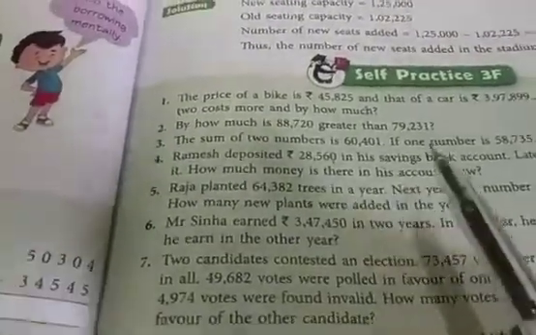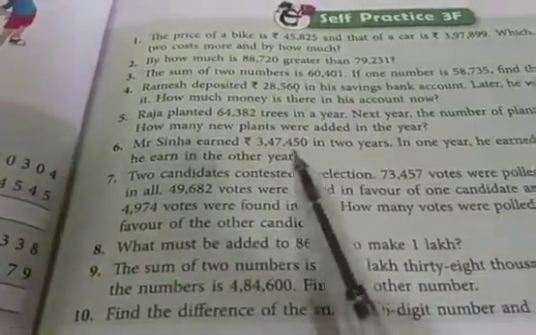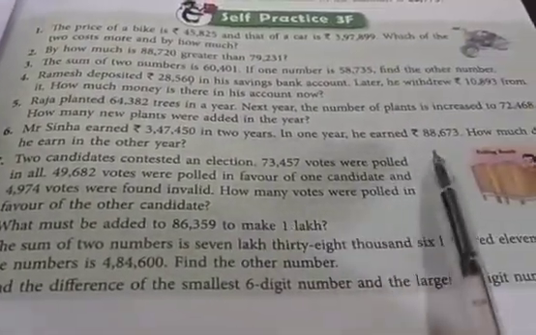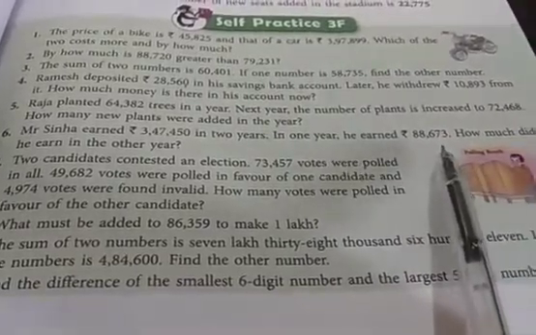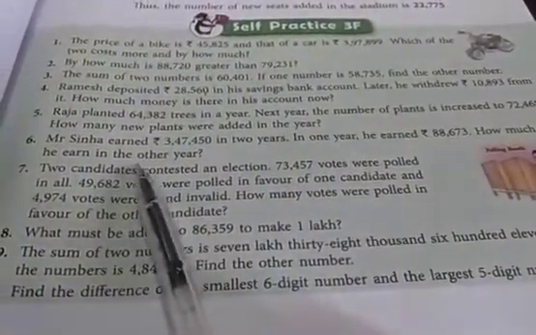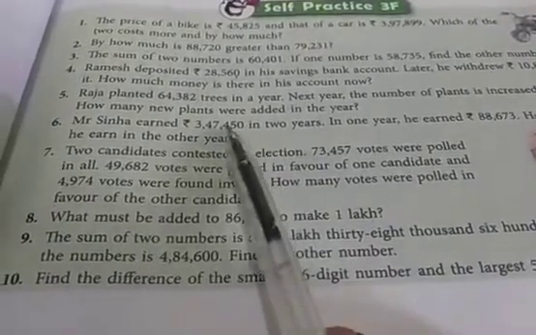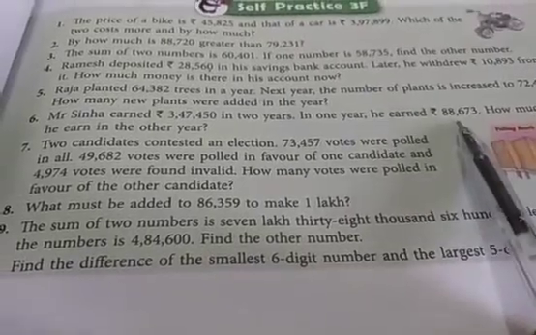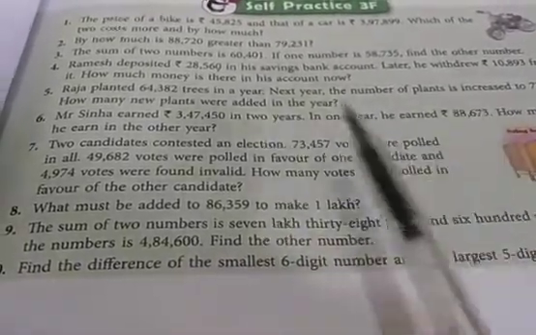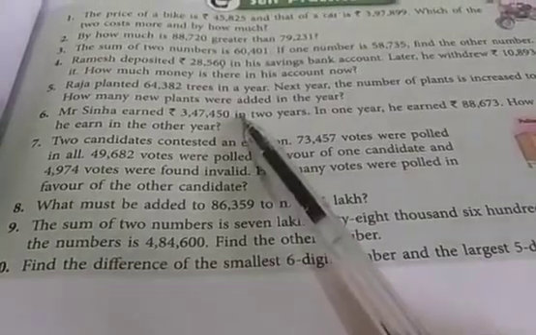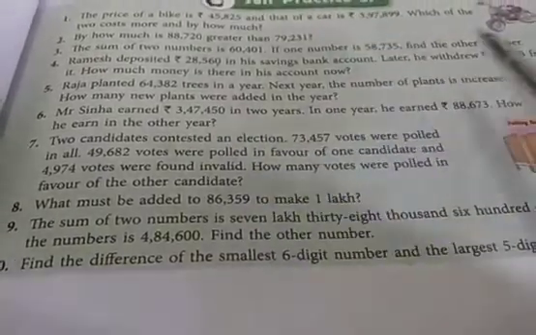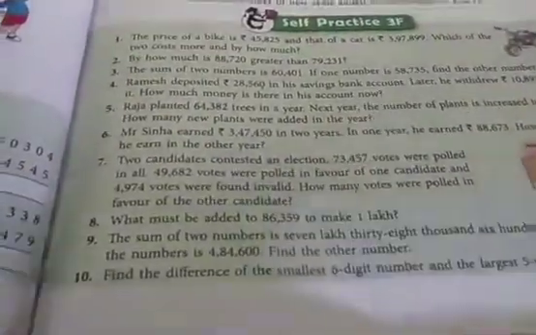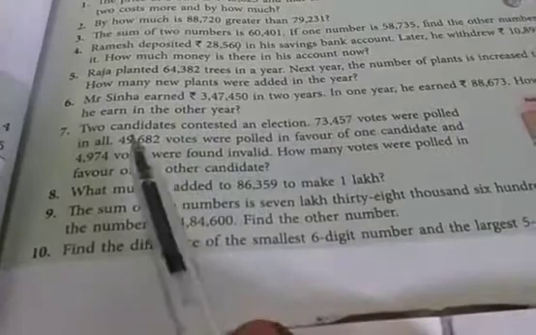See question number 6. Mr. Sinha earned 3,47,450 in 2 years. Okay. In 1 year he earned 88,673. How much did he earn in the other year? See, this is the total income in 2 years and the first year's income is given here. We have to find the other year's income. So definitely this includes the first year and second year. If we take this first year's income, the second year income will remain. So again we have to subtract. You do this question on your own. Only the subtraction.